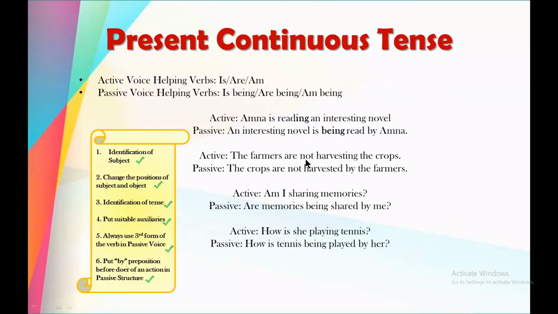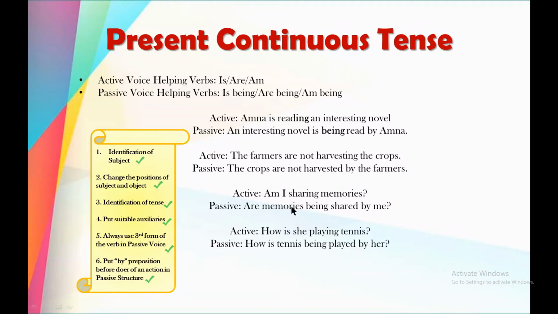The farmers are not harvesting the crops. Now the crops is our object and the farmers are our subject. So the crops are not harvested by the farmers. I hope it is clear. There must be a word over here. The crops are not being. I have missed this word over here. So to get rid of this ing form, we have to use being over here. So my dear students, you have to write being over here. The crops are not being harvested by the farmers.